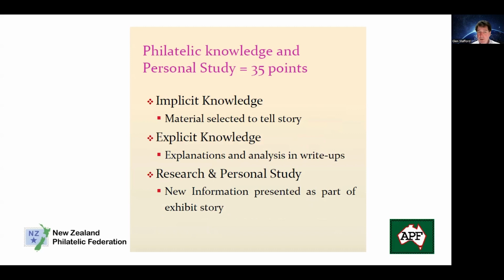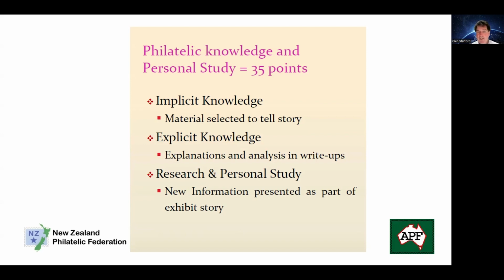Philatelic knowledge, personal study, 35 points. This is just over a third of the marks the exhibitor is going to get. It's the one they can improve most dramatically. It's the hardest one to judge in the beginning because there's a lot of things to consider. So there's implicit and explicit knowledge, and there's personal research.